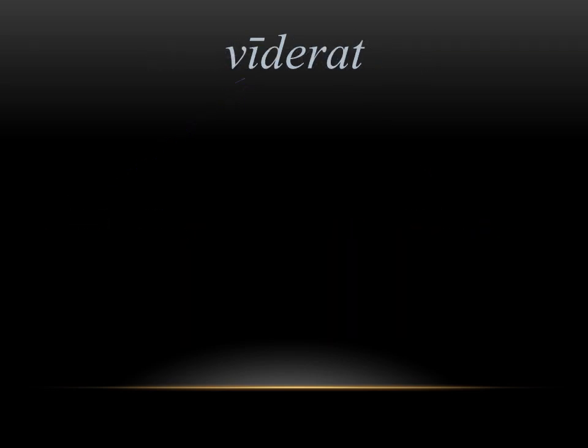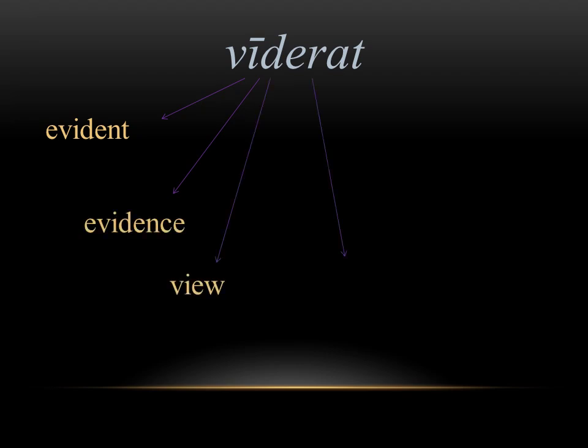The next word is vīderat, and again, this has a special ending to it and a special English translation. It means he had seen. The derivatives we get from this are evident, evidence, view, television, revise, vision. They all have to do with seeing something. But the real point of it being in this chapter is how we translated it. It's not he saw, it's he had seen. Again, it's a different tense.